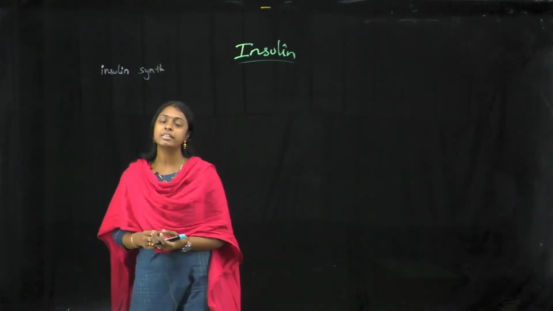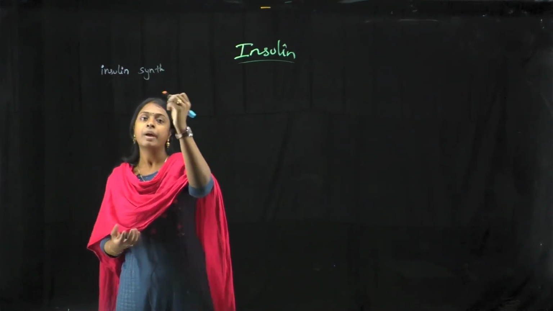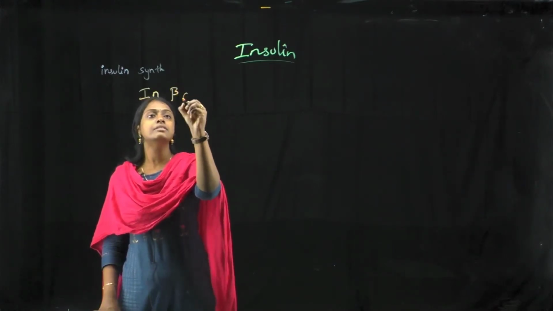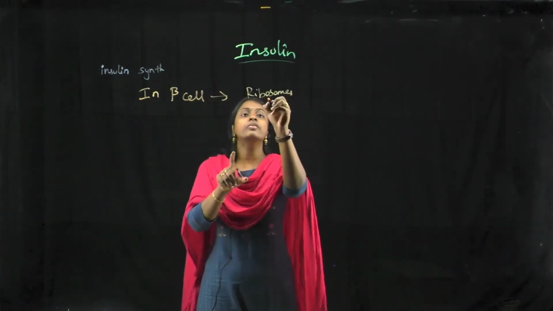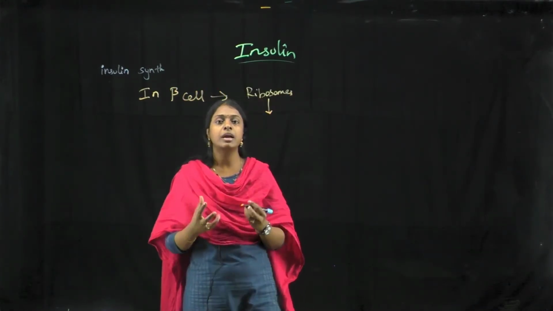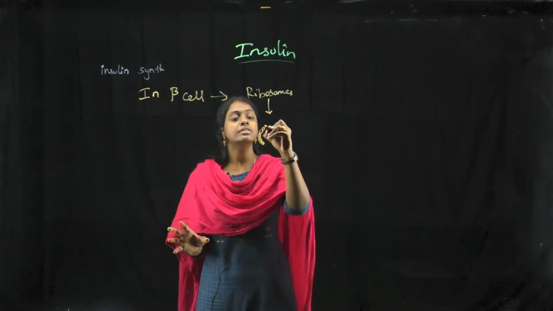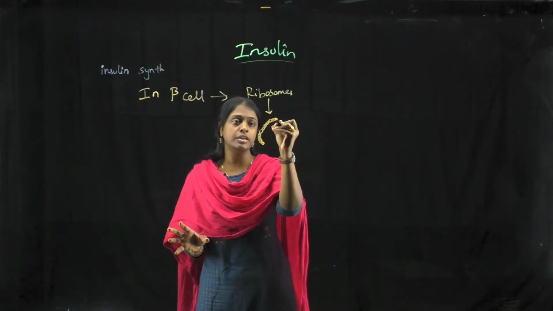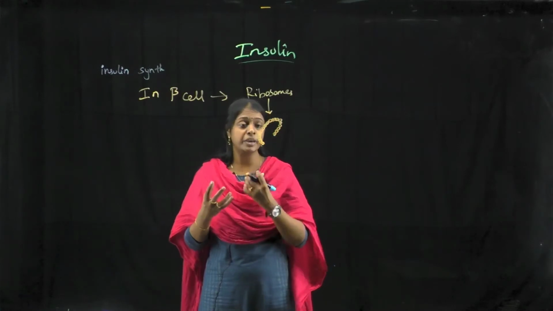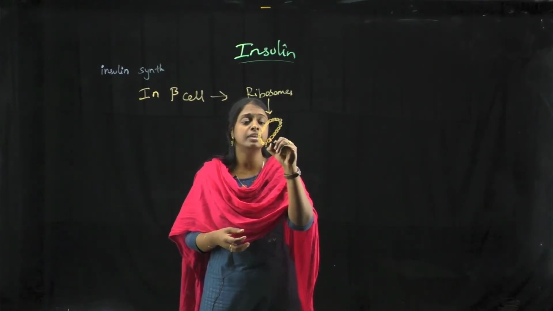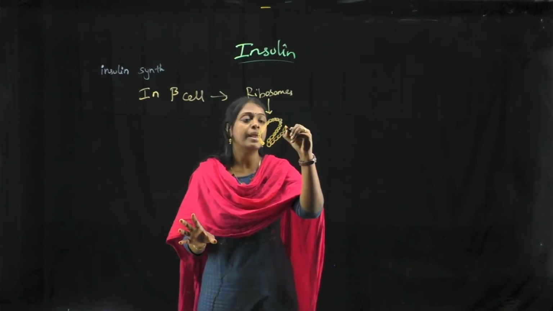So let's see where insulin is synthesized. Insulin is synthesized in the pancreas. In beta cells, you will have ribosomes. These ribosomes produce a specific protein called pre-proinsulin. This is the chain of pre-proinsulin. You may understand why I call it a special protein, because it has a long chain which consists of 110 amino acids.